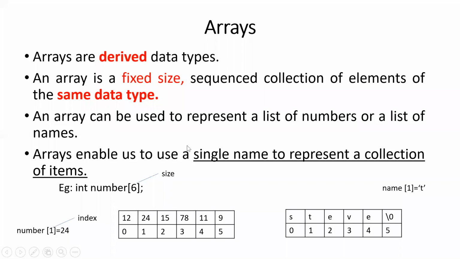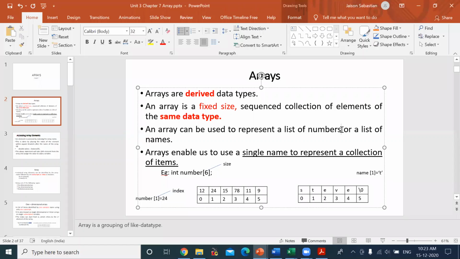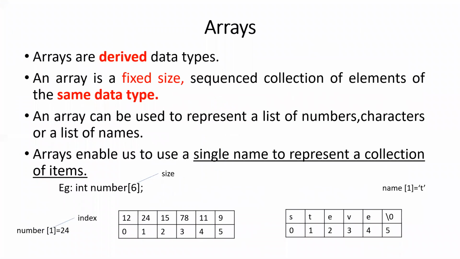An array can be used to represent a list of numbers or a list of names. You know that you can have arrays in order to store numbers or characters, or a list of characters, or you can have a list of names also. I'll show you how to give a list of names in an array. An array enables us to give a single name to represent a collection of items. Why are we using an array? In order to store a collection of items or elements with a common name.